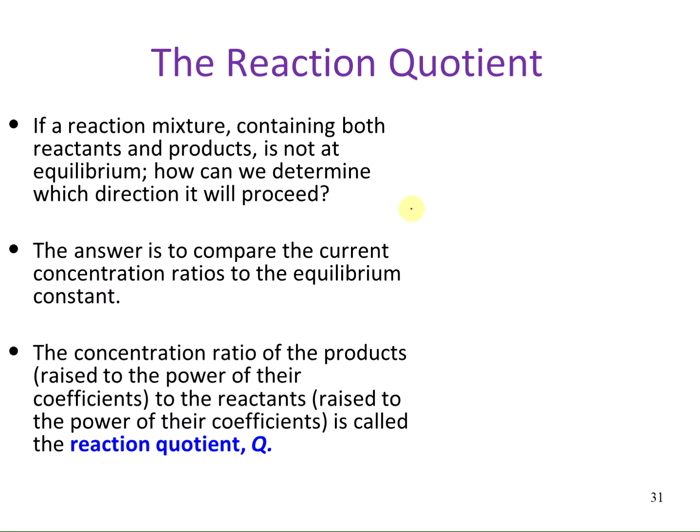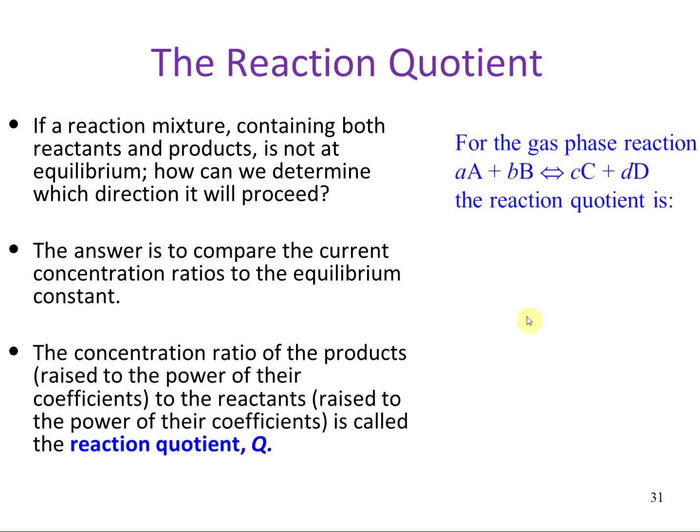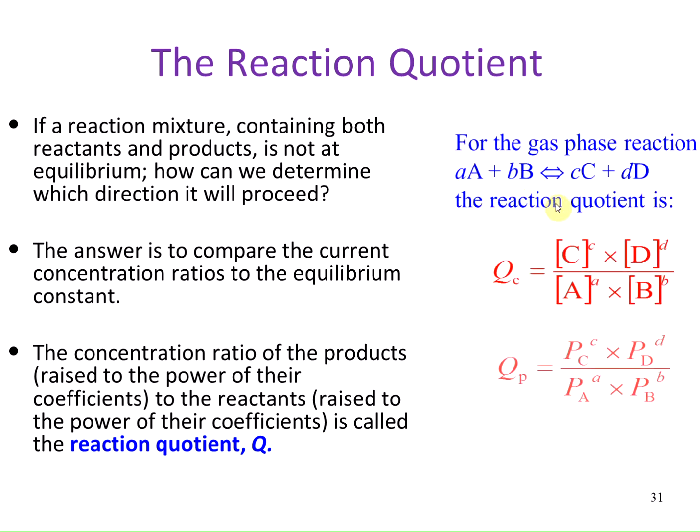To figure this out, we have to compare the current concentration ratios to the equilibrium constant. The concentration ratio of the products raised to the power of their coefficients to the reactants, also raised to the power of their coefficients, is called the reaction quotient, and that's abbreviated Q. So using that generic equation again here, A plus B goes to C plus D, the reaction quotient is products over reactants. And you can do the same thing if we want to use pressure to relate the concentrations.